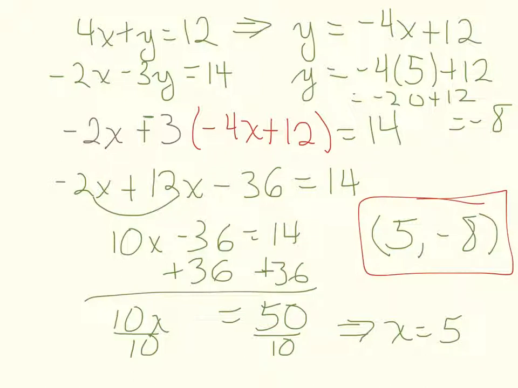There's our solution. That is the only ordered pair that will satisfy both of these original equations, and that's what we're going for. We're looking for an ordered pair that will satisfy both of the equations and make both of them true. And you could always substitute 5 into the equation for x and negative 8 into either of these equations for y, and you would find out that your left and right side would be equal to one another, and it checks and it works.